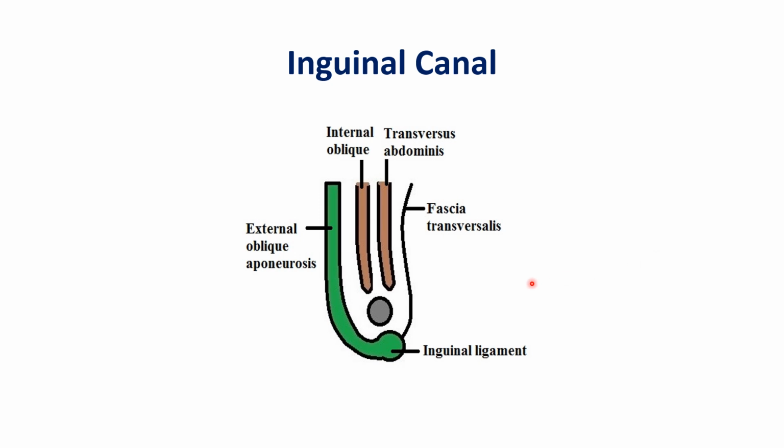Now this is the sagittal section, so it is showing the roof and floor of the inguinal canal. The roof is formed by internal oblique and transversus abdominis, while the floor is formed by the inguinal ligament. So one thing we must appreciate here is that the internal oblique muscle is coming in the roof of the inguinal canal, and then again the internal oblique is coming in the anterior wall of inguinal canal as well as the posterior wall of inguinal canal. We'll come back to this again.